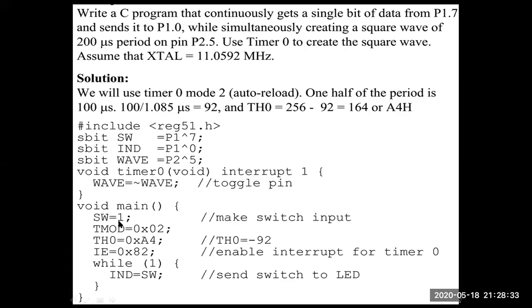How are you making this switch an input? SW equals 1. And next, TMOD equals what? 0x02. 0x02 means you are using which timer? Timer 0, in which mode? Mode 2. Here in TMOD you are using GATE, C/T bar, M1, M0.